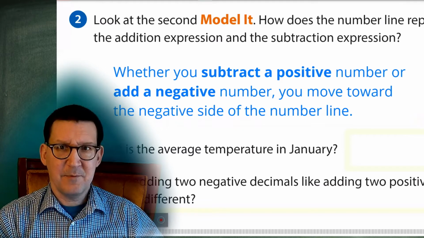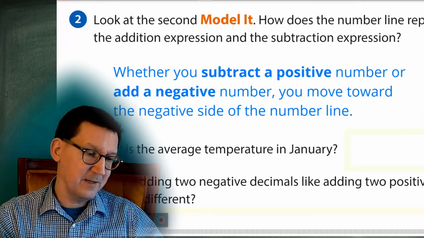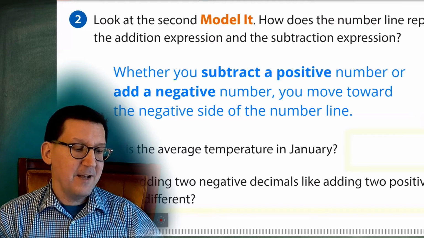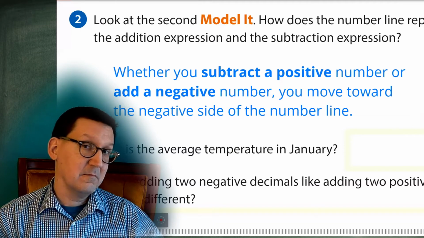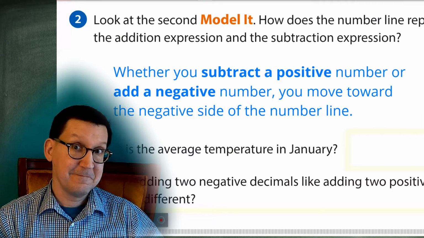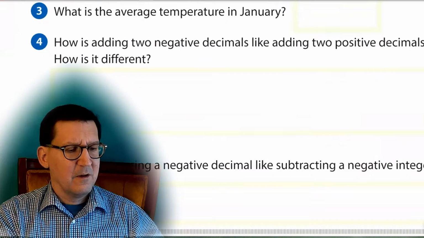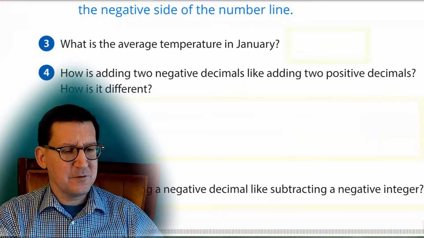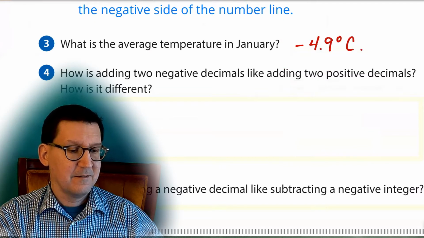So you know about subtracting a positive number. You have the positive sign, and you have the negative, and it's going backwards that way. Now if you're adding a negative number, you're doing the same thing. You're just moving more towards the negative side of things. What was the average temperature in January, says question 3. Remember what that was? It was 4.9.